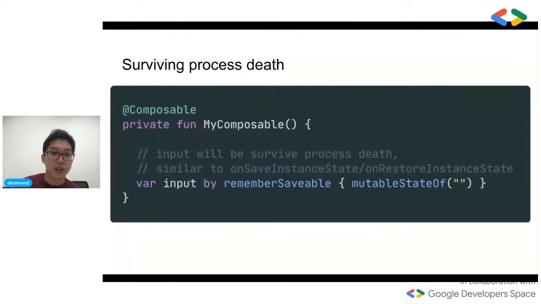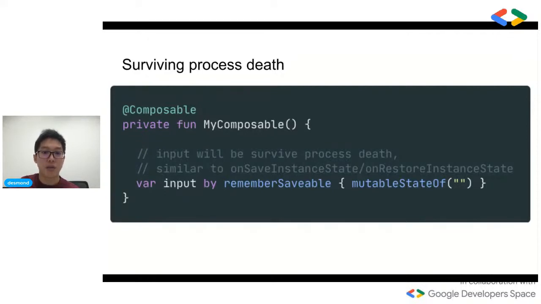So there's another variant of remember called rememberSaveable, and this acts like the onSaveInstanceState and the onRestoreInstanceState that we have in our activities and fragments. So your data not only survives across recompositions, but also survives process death. Of course, similar to remember, the data will be forgotten once the composable leaves the composition. So the rules for saving instance state also apply for rememberSaveable.